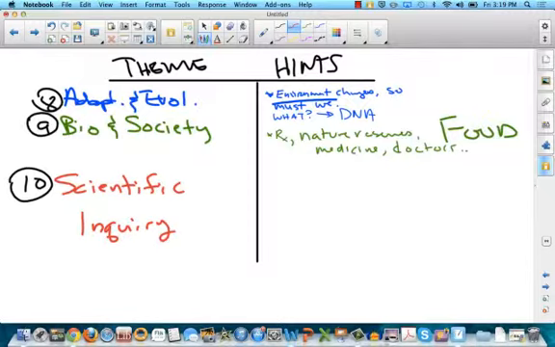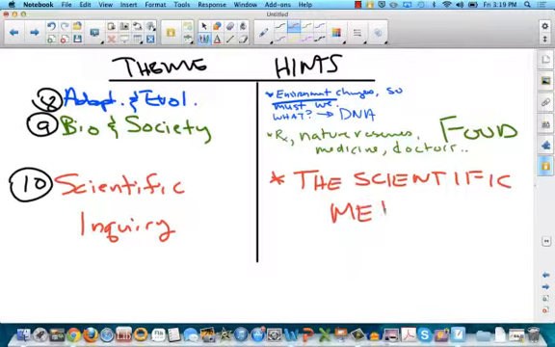Okay, and finally our last theme has to do with scientific inquiry. And those of you who are talking about scientific inquiry, this is what you should focus on, which is actually in the second chapter. But what scientific inquiry means is that by our nature, humans are curious about the world around us. And so we are constantly asking questions on how we function in our society, why things change over time.